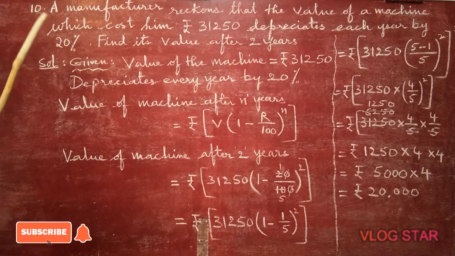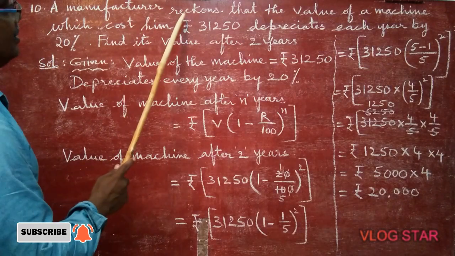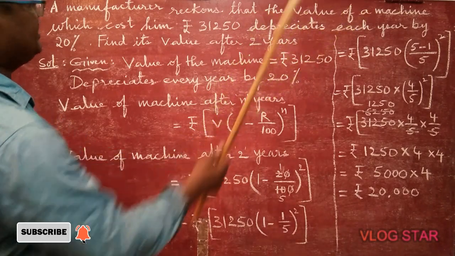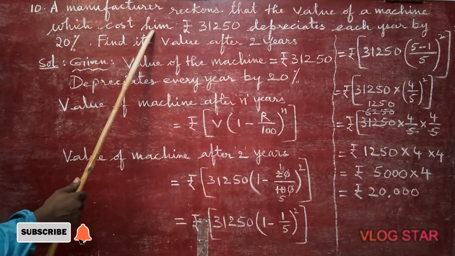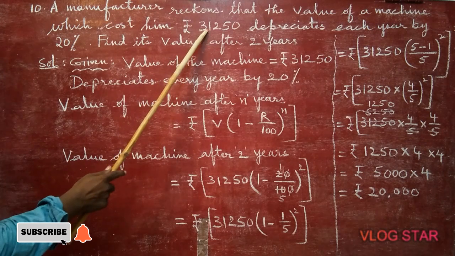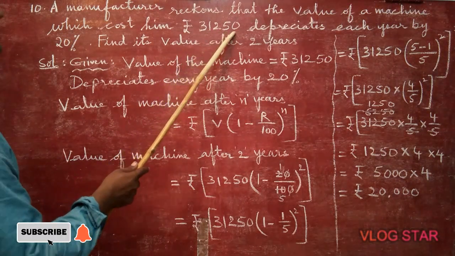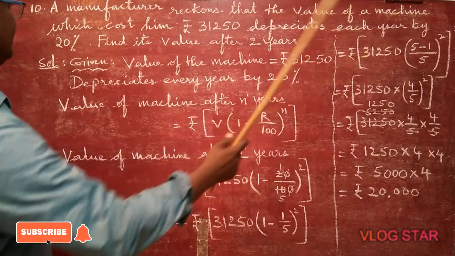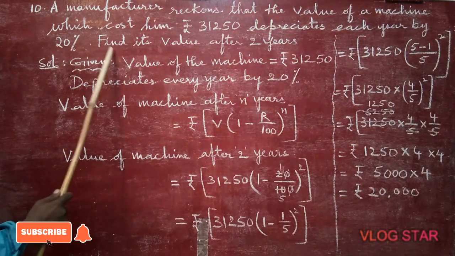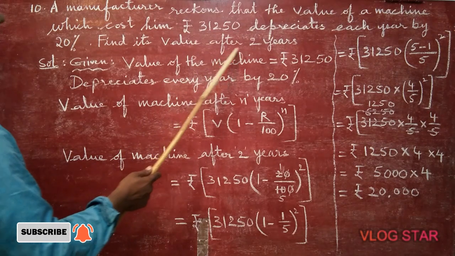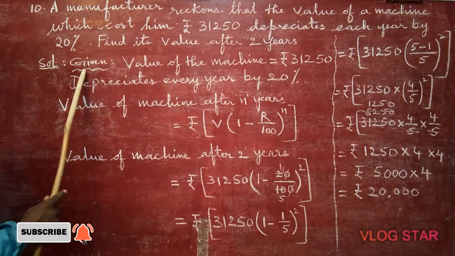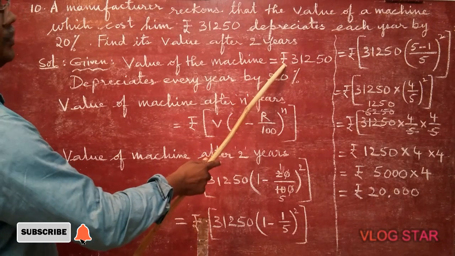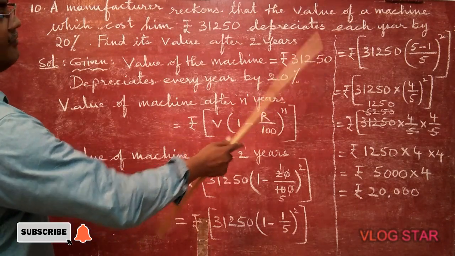10th problem. A manufacturer accounts that the value of a machine which costs him rupees 31,250 depreciates each year by 20%. Find its value after 2 years. Solution. Given: value of the machine is rupees 31,250.